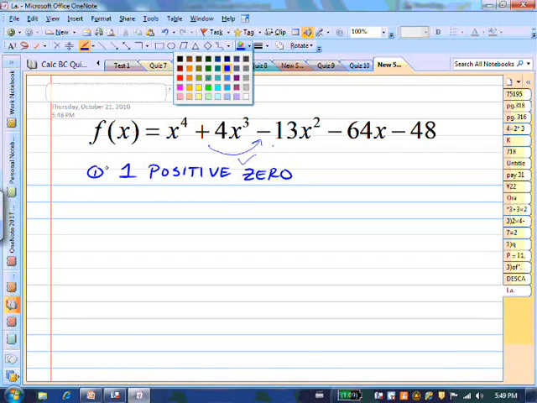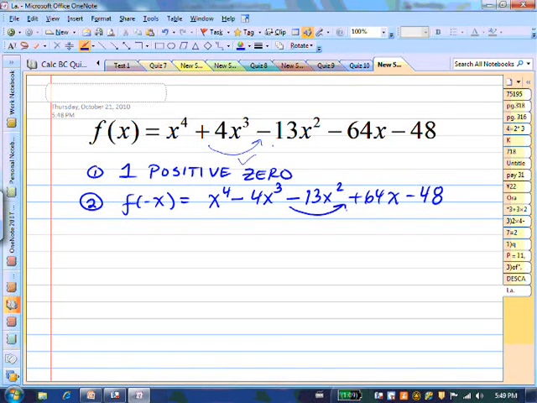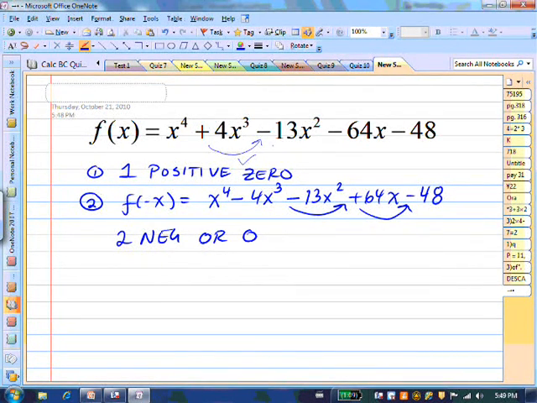Again, Descartes says, though, we've got to find the number of negative roots by plugging in negative x, so I get x to the 4th minus 4x cubed minus 13x squared plus 64x minus 48, okay? And we're going to count the number of sign changes from here, forgetting the original. The original has nothing to do with it. So I see one sign change from there to there, one sign change from there to there. So there are a possibility of 2, not positive, but 2 negative roots. Or remember, you can count down by 2, so 2 or 0.